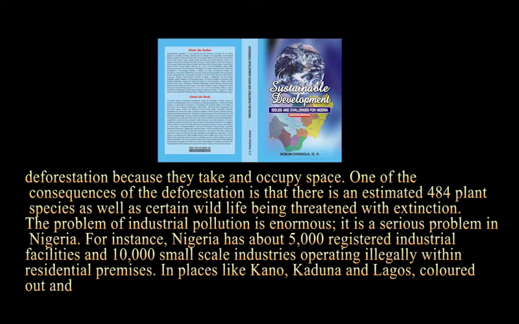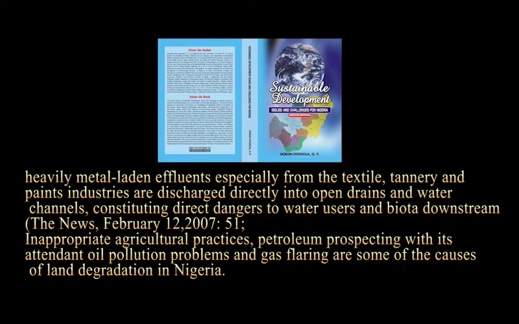The problem of industrial pollution is enormous. It is a serious problem in Nigeria. For instance, Nigeria has about 5,000 registered industrial facilities and 10,000 small-scale industries operating illegally within residential premises. In places like Kano, Kaduna and Lagos, colored and heavy-metal-laden effluents, especially from the textile, tannery and paints industries, are discharged directly into open drains and water channels, constituting direct dangers to water users and biota downstream. The News, February 12, 2007, 51.